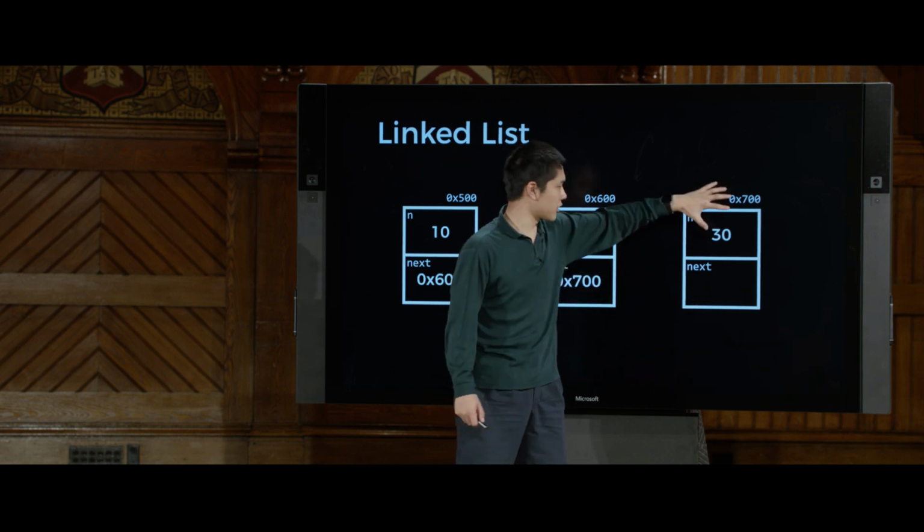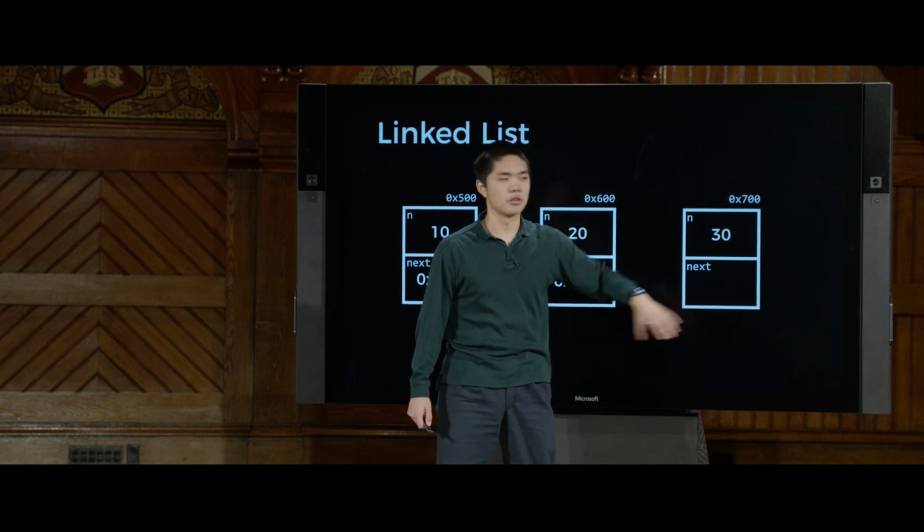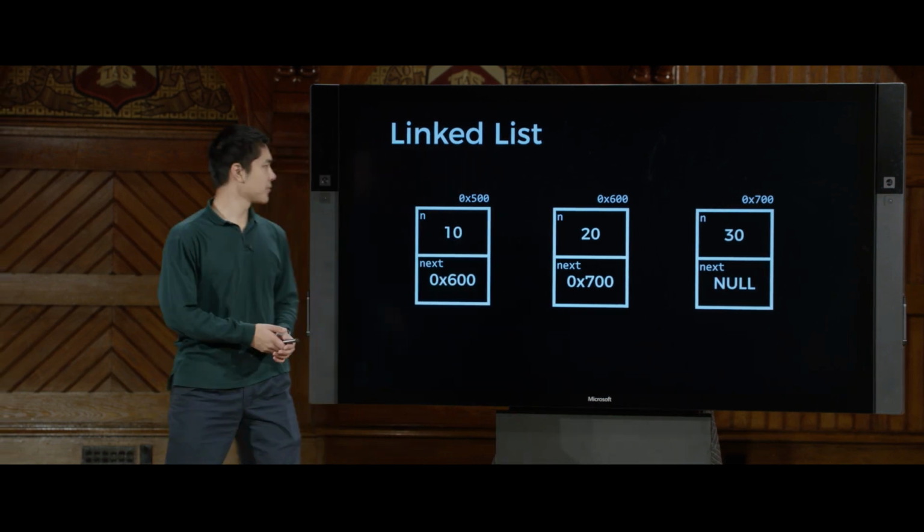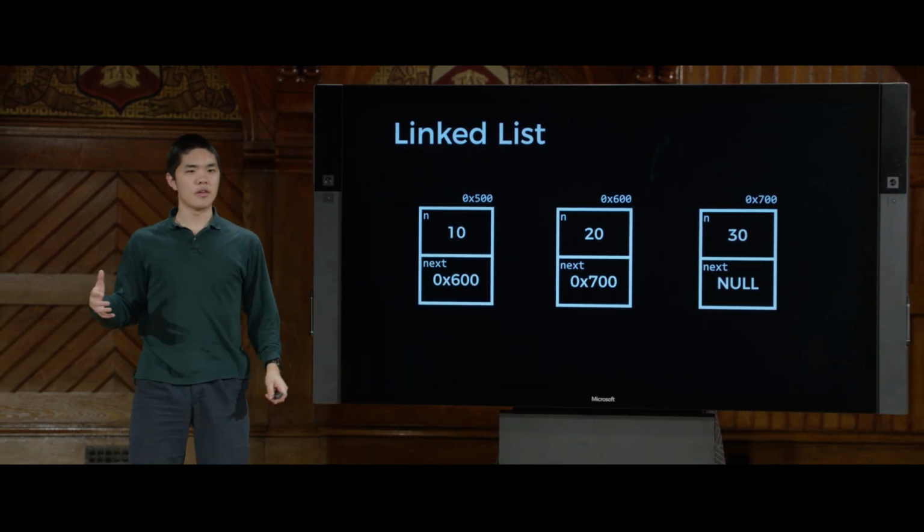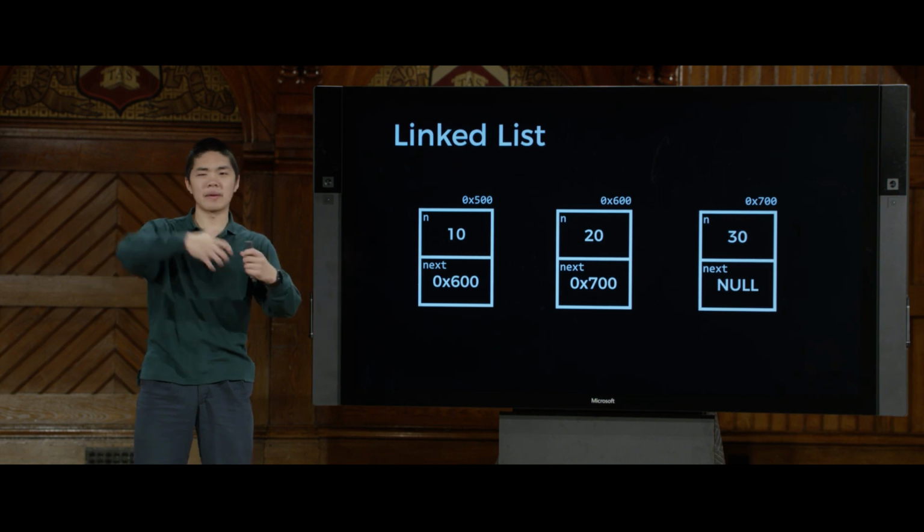This is the third node. This is the last one. What goes in next? Null. Great. Third one is the end. And so this is a linked list. They don't have to be next to each other in memory. They could be anywhere in memory.